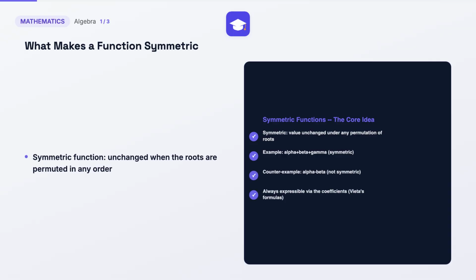Today's topic is symmetric functions of roots, and how to evaluate them without solving the equation. Let's begin. A symmetric function of the roots of an equation is any expression built from those roots that stays completely unchanged if you swap the roots around in any order.